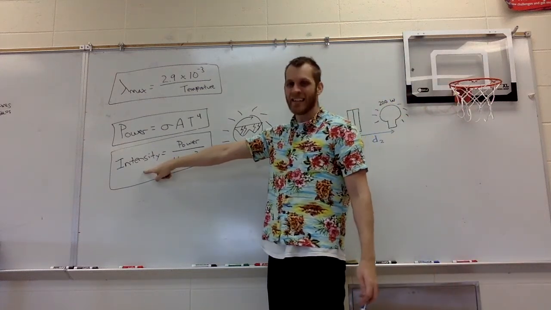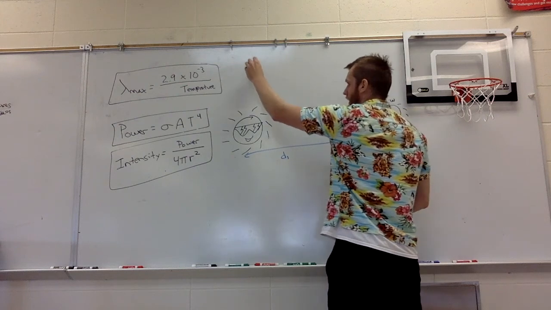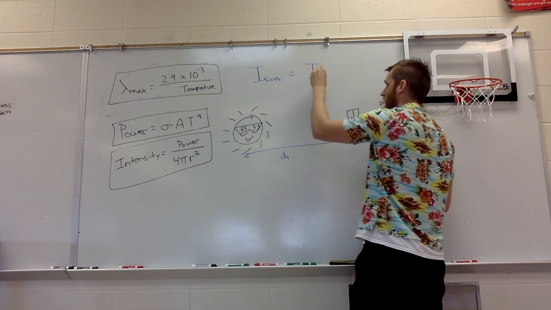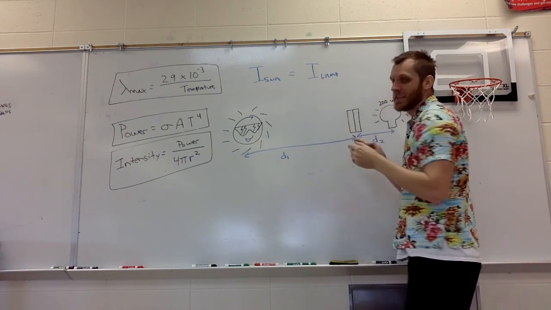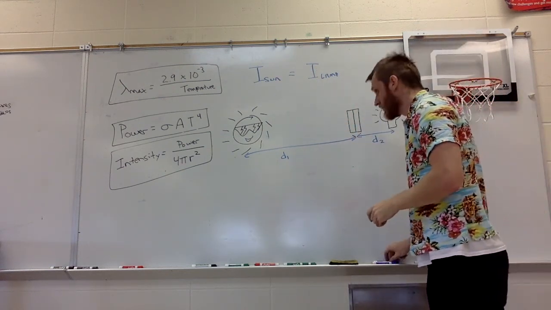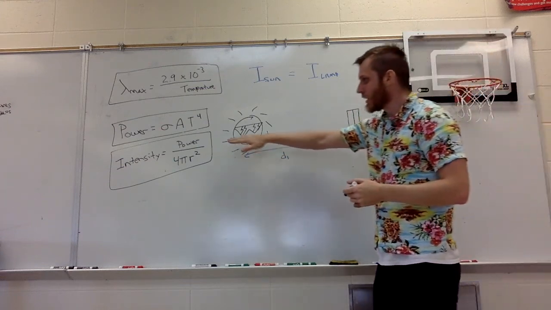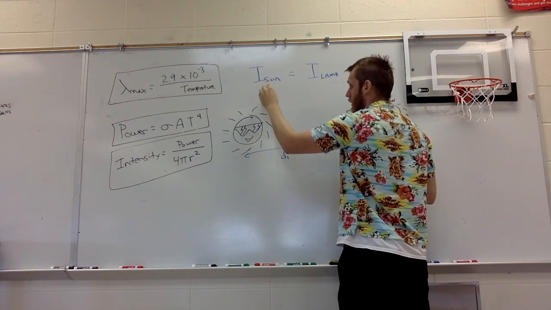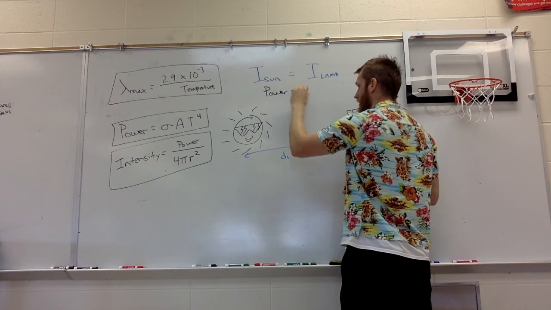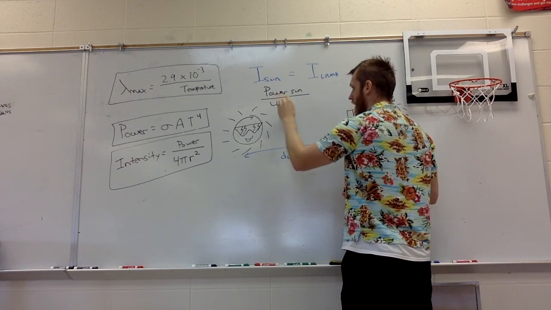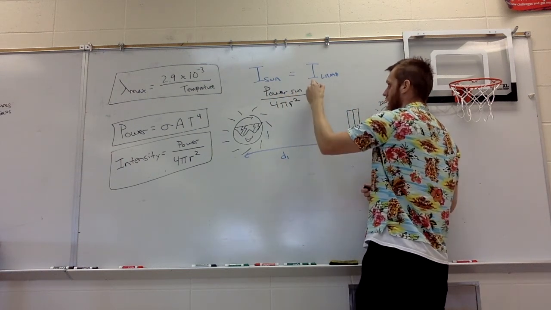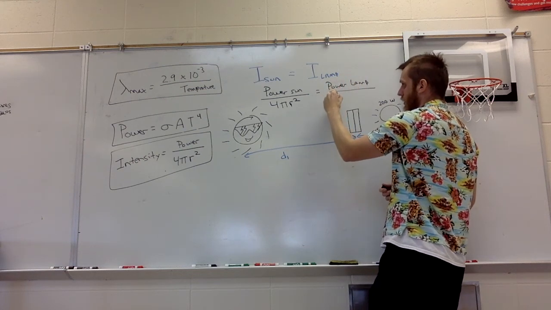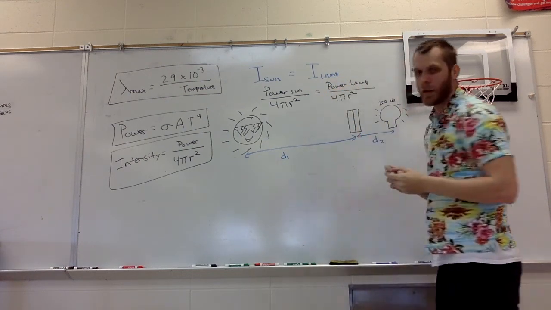I'm actually going to use this intensity equation here. So what I have here is the intensity of the sun is equal to the intensity of the lamp at that distance. So now I'll do a little substitution here. I'm going to actually write down the power. I'm going to replace this intensity with the equation for intensity. So the power of the sun divided by 4 pi r squared of the sun equals the power of the lamp divided by 4 pi r squared of the lamp.